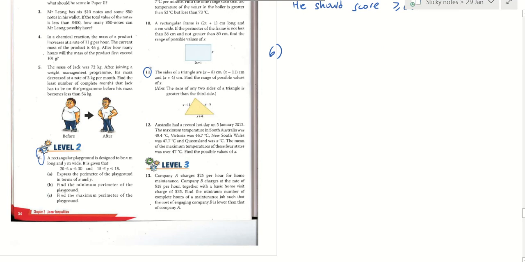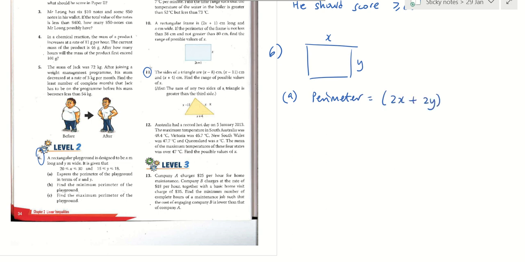Okay, so we have a rectangular playground, x meters long, y meters wide. And each of these x and y values has boundaries. So part A, perimeter, will be 2x plus 2y. So 2 lengths plus 2 breadths. This is in meters. Now in part B, they want the minimum perimeter. So we take the smallest value of x and the smallest value of y. So 2 times 20 plus 2 times 15. So that gives us 40 plus 30, 70 meters.